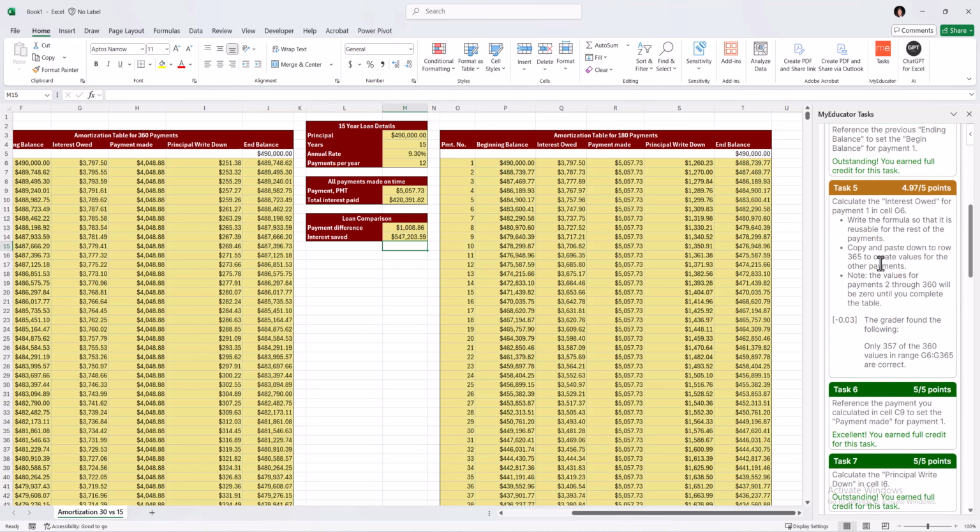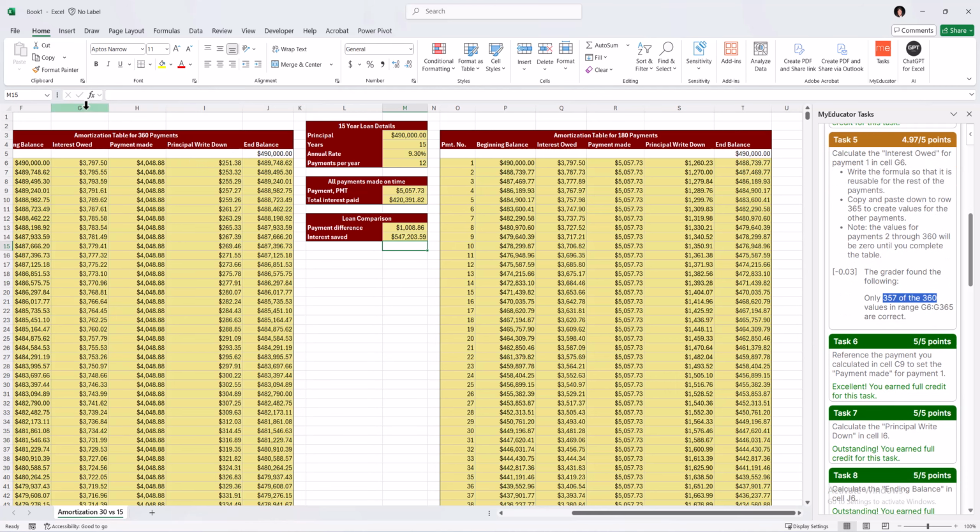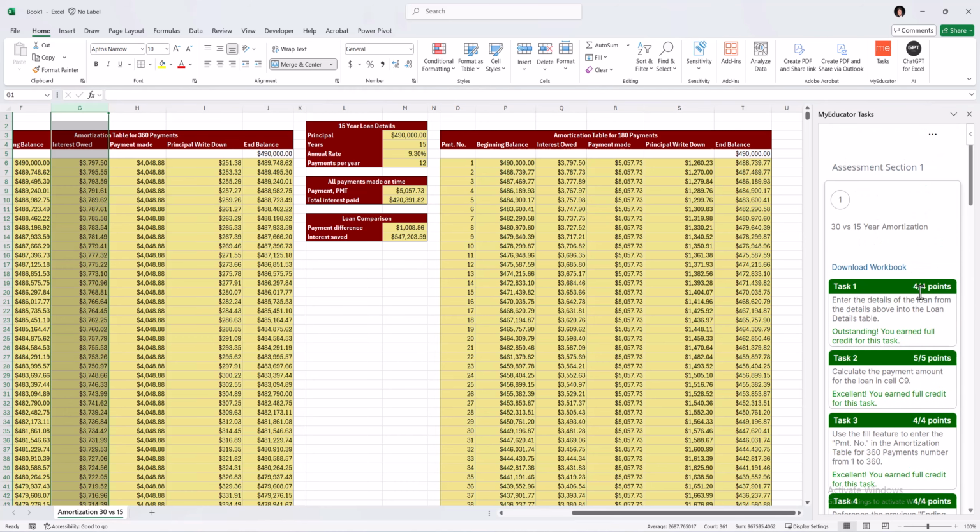99.9. 357 of the 360 values in G in here. There must be some round off error somewhere, but that's close enough. I'm calling it good.